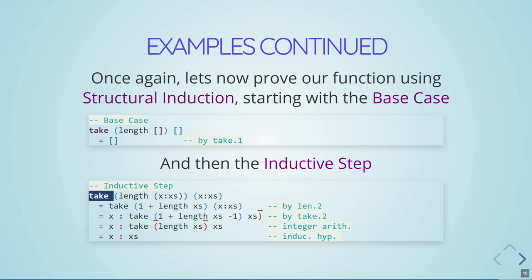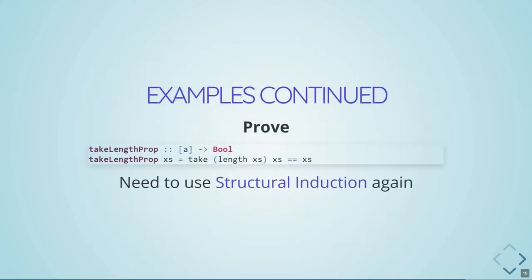We're going to take now the length of x colon x's from x colon x's. Keep in mind what we have to do here. Now x's here is x colon x's. So we have to take the length of x colon x's from x colon x's and arrive at x colon x's. And we have this assumption, our induction hypothesis, that take length of x's from x's already equals x's.